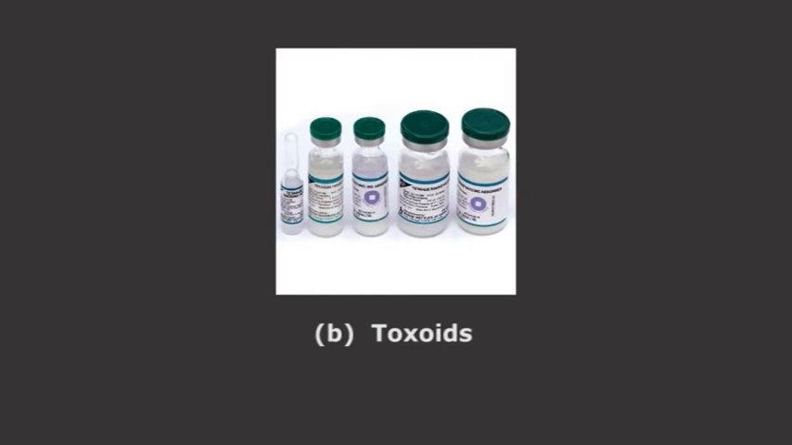The next one is toxoids. Some bacterial pathogens, including those that cause diphtheria and tetanus, produce exotoxins. These exotoxins produce many of the disease symptoms that result from infection. Diphtheria and tetanus vaccines, for example, can be made by purifying the bacterial exotoxin and then inactivating the toxin with formaldehyde to form a toxoid.